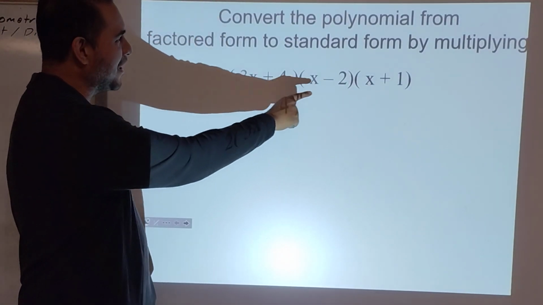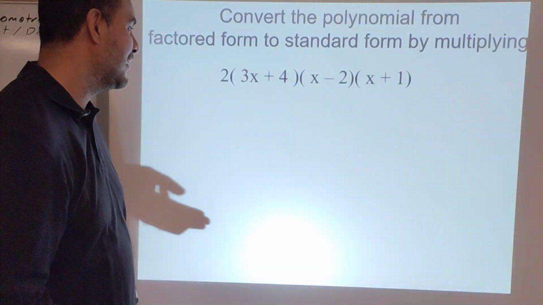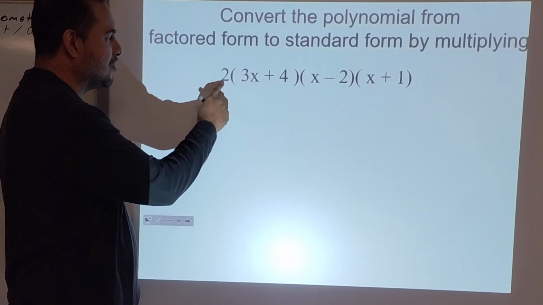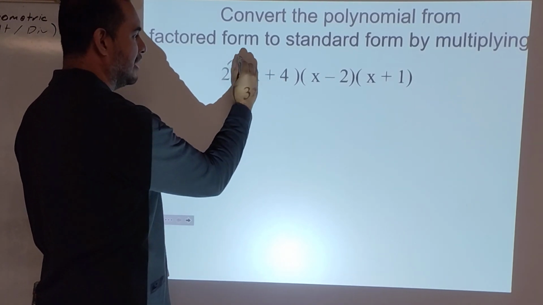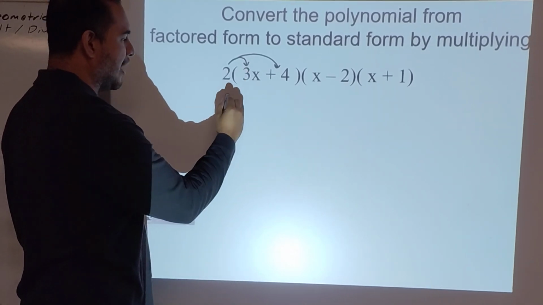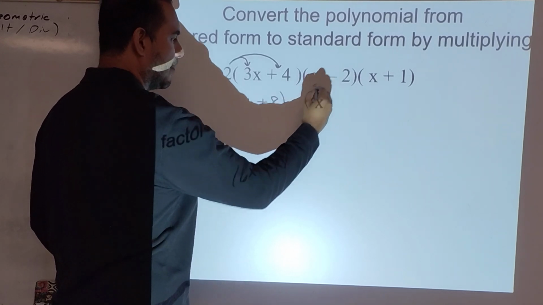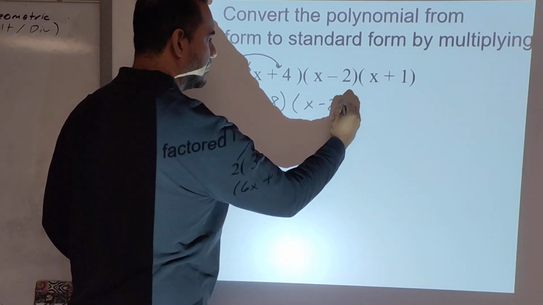We're going to convert this polynomial here from factored form to standard form by multiplying. We're going to begin by multiplying 2 times the first factor only. 2 times 3 and 2 times 4. 2 times 3x is 6x and 2 times 4 is 8. Bring down the other two factors.